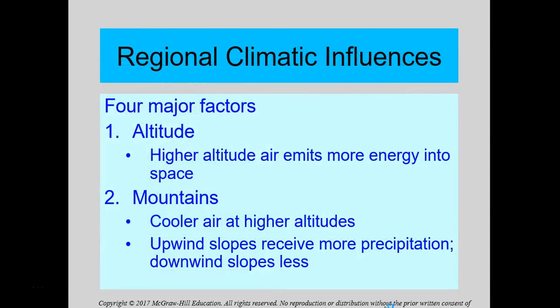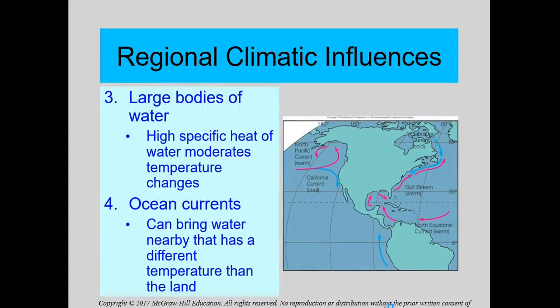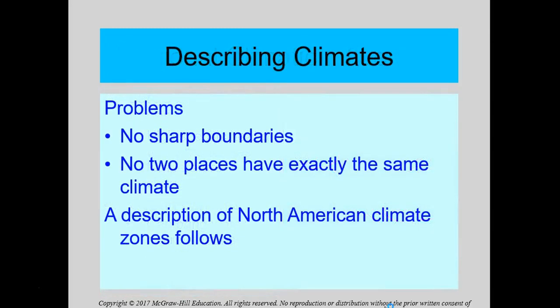If there are mountains nearby, regions that are on upwind slopes of mountains will receive more precipitation. Downwind slopes will receive less because the mountain blocks it. If there are large bodies of water nearby, the high specific heat moderates the temperatures of these particular regions. And ocean currents can also bring warmer water to colder regions, thus allowing to moderate the climate of those regions as well. The problem with describing climates is there are no real sharp boundaries between these particular regions, and no two places are really exactly the same.